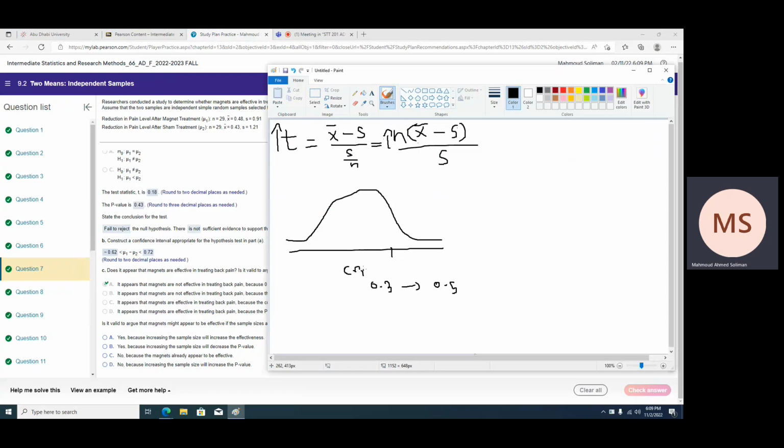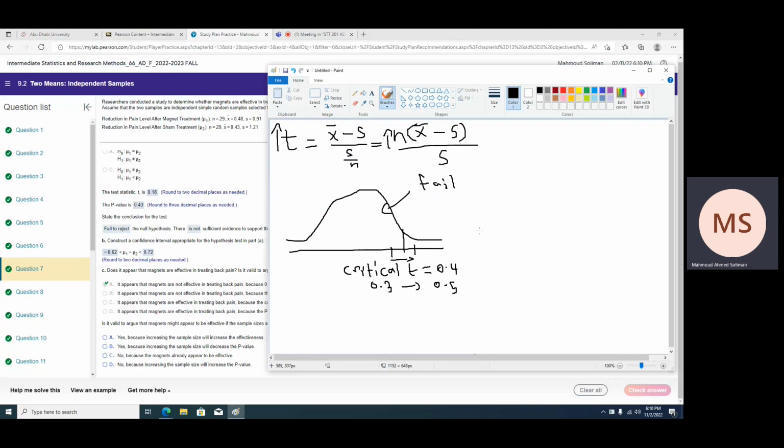And critical t. I'm writing with the mouse, so my writing isn't good. So critical t, let's say it's 0.4. So it goes from here to here. If it was here, we fail to reject because it's not in the critical region. But then when we increase the sample size, it increased the t. T went inside the critical region, so we reject.